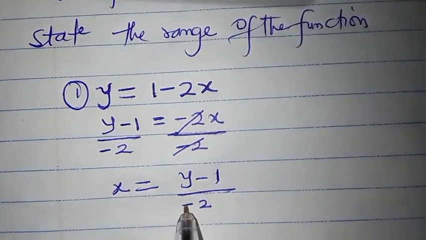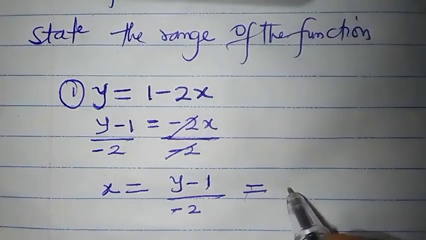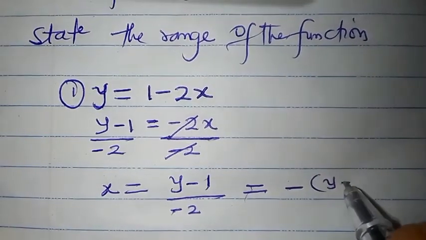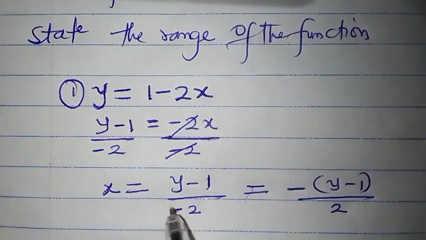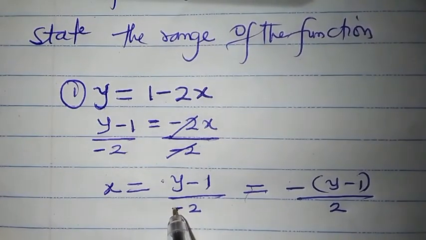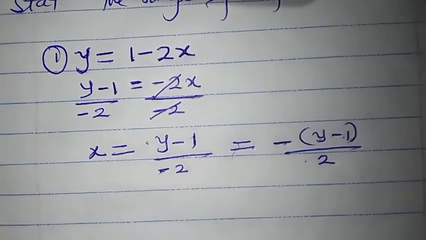Okay, I want to remove this minus from this denominator. I can write it as minus y minus 1 all over 2. That is, I just move it up. It can go up, it can come down. This minus can multiply the bracket, and what we'll have is this.